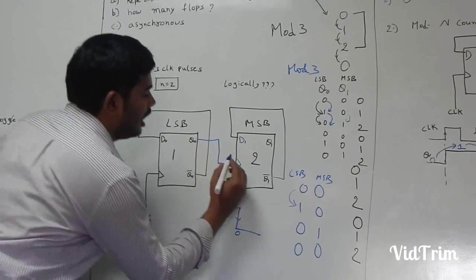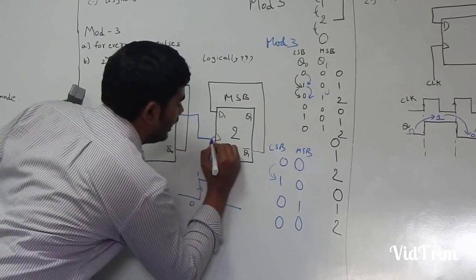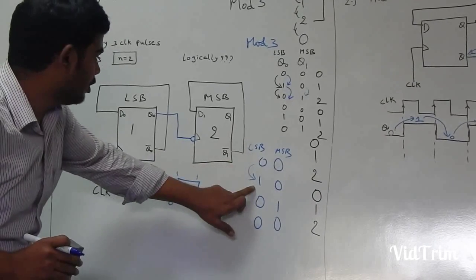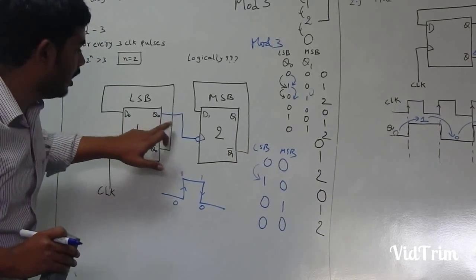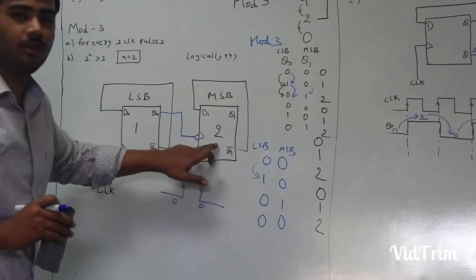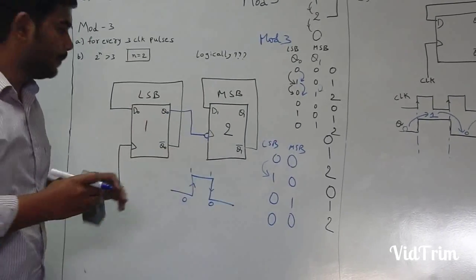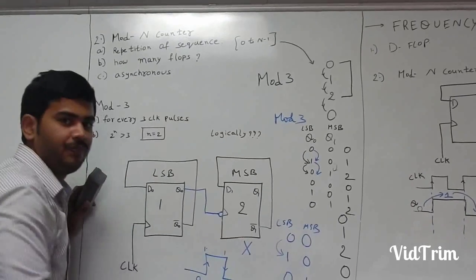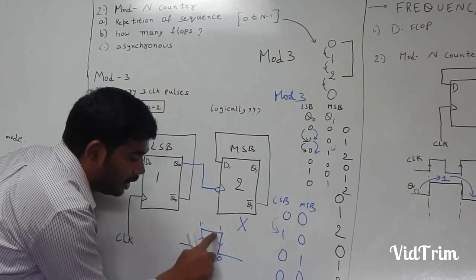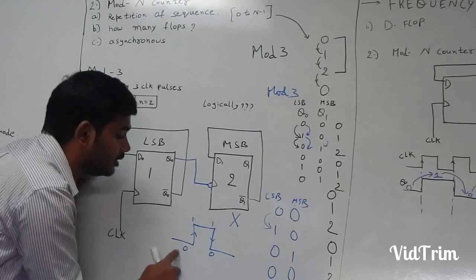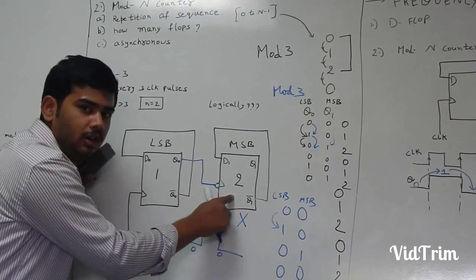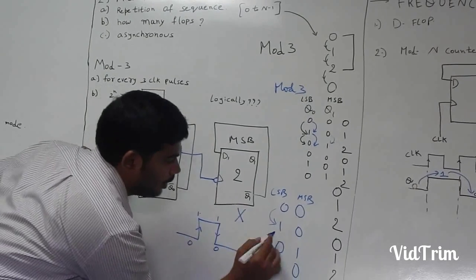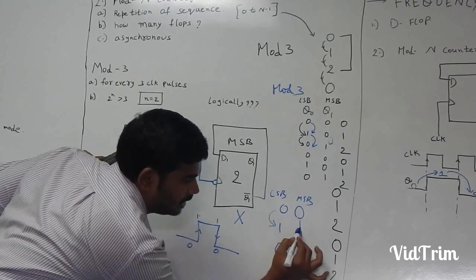So suppose I give a negative edge here. First of all, the LSB is changing from 0 to 1, but we give a negative edge to this next flop. So when 0 to 1 comes, it will not trigger, because it needs a 1 to 0 transition, but we are giving a 0 to 1 transition. So this will not trigger, yes or no? Agreed? So no change.